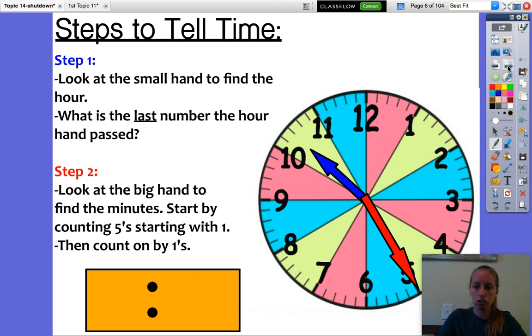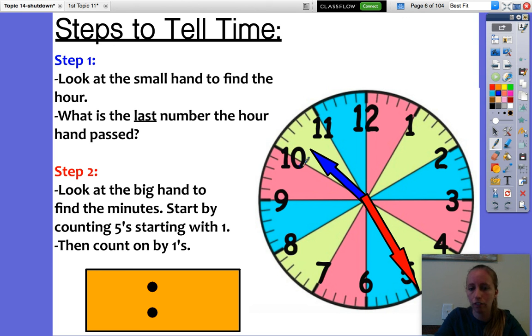All right, let's try another. Okay, let's look at this again. Step 1, look at the hour hand. What's the last hour that it has passed? Okay, again, this is in between the 10 and the 11, right? So is it 10 o'clock or is it 11 o'clock? Well, remember, it didn't hit the 11 yet. So it's still 10 o'clock.